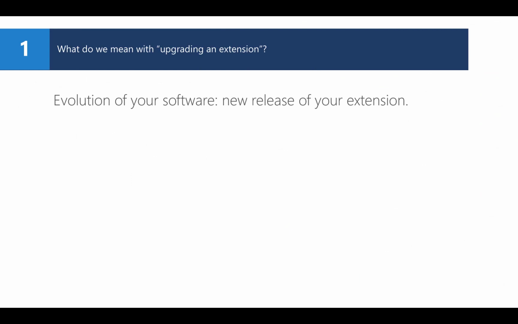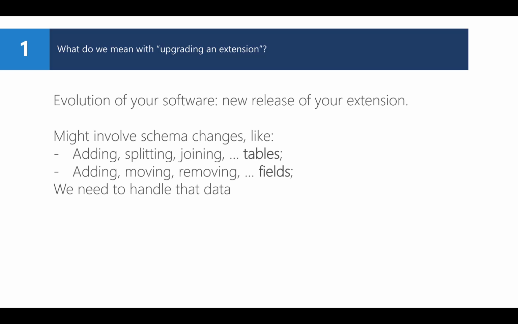In the lifecycle of software, you usually have multiple versions, basically multiple consecutive releases that you want to deploy to your customers. In terms of Dynamics 365, this means you want to publish a new version of your app to customers that already have it. Now, it is very common that a new version of your software has changes to the database schema. You might have added or changed tables, or added, moved, or changed fields, or even more complex, you might have split one table into multiple tables, or vice versa.